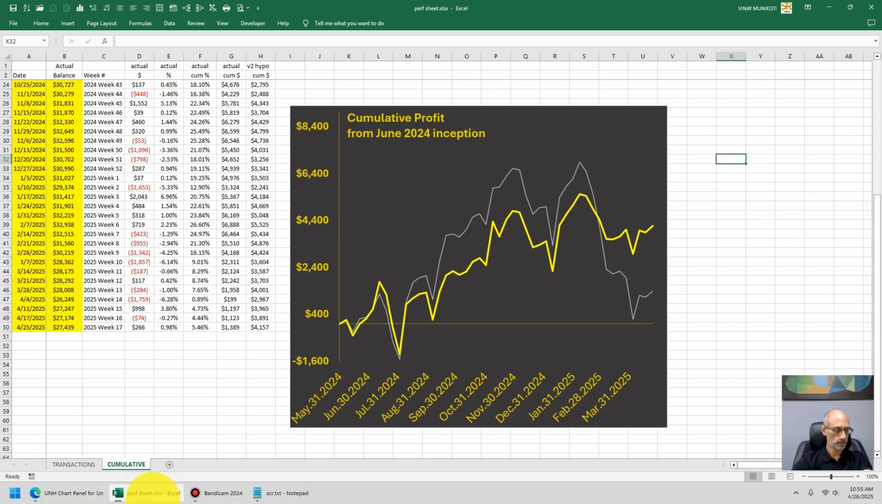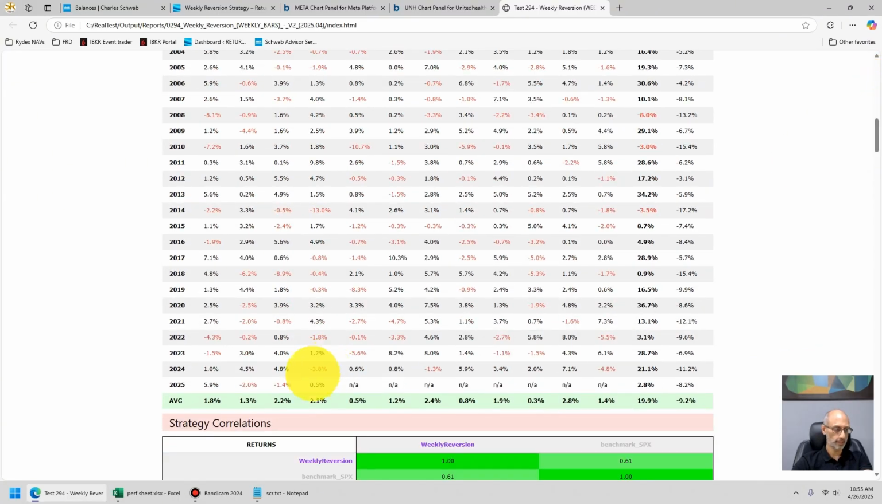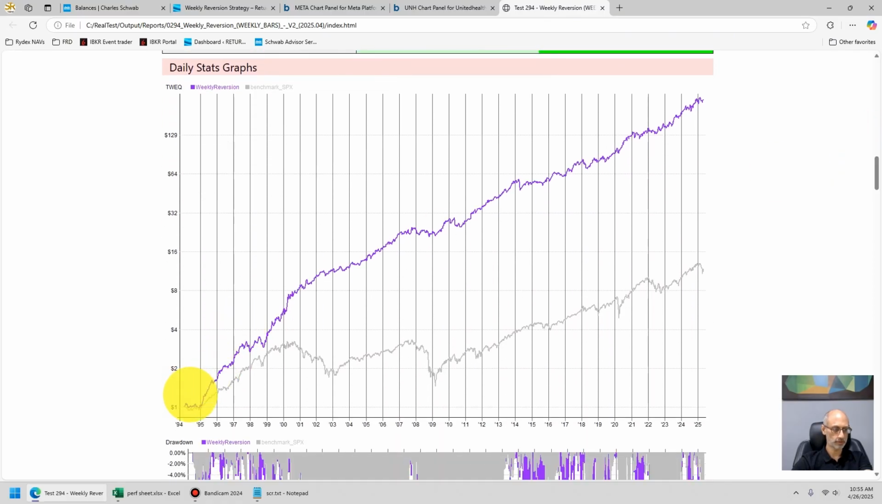And now let's look at the longer term equity curve of the strategy. So over the long term, the strategy has an expected annualized return of 19.1%, whereas the S&P has 8.2%. And this is going back to 1994. And year to date, the strategy is up 2.8%, whereas the S&P is down 8.2%. And this is how the long-term back-tested equity curve looks, which is the purple line. And the gray line is the benchmark S&P 500.